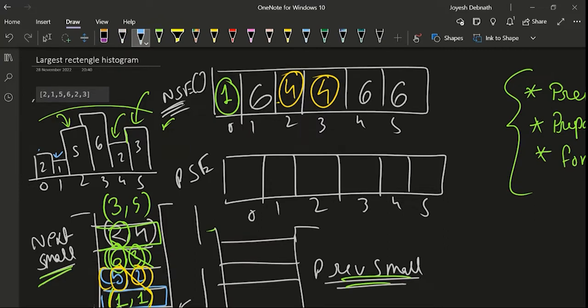So this particular array, which is next smaller, basically denotes for each index what is the position of the next block whose height is lesser than that particular block. For example, if you can see here 0, whose height is 2, the index here is 1, this particular block whose height is lesser than the block 2.